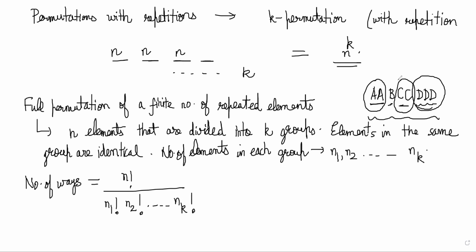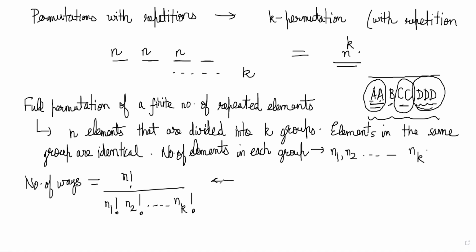This is obvious because if all of them were different, you would have n factorial. But now since they are actually not different, you will have to divide by the number of permutations you have counted. So A has appeared 2 times. They are actually identical permutations, so you should divide by 2 factorial. 2 factorial is the number of ways to arrange AA if the A's were distinguishable from each other, right? So this is the full permutation of a finite number of elements which are repeated.